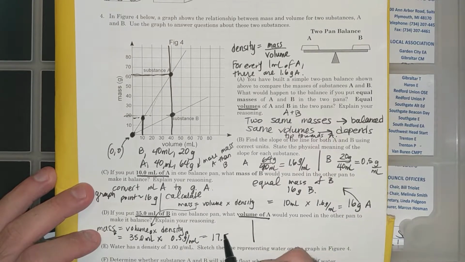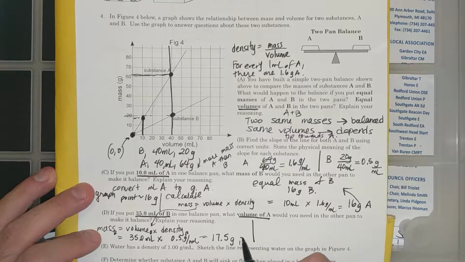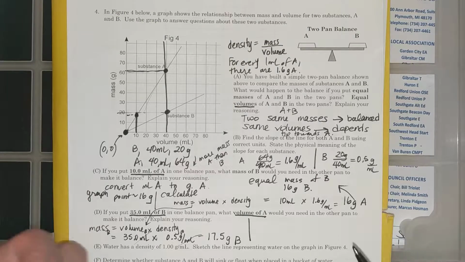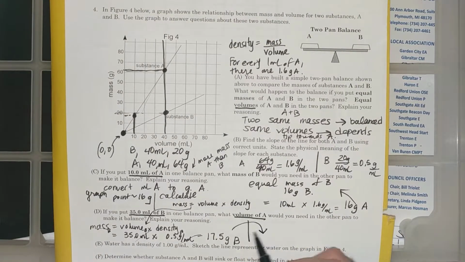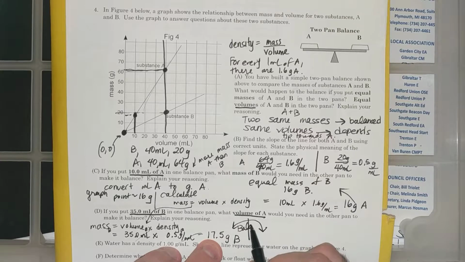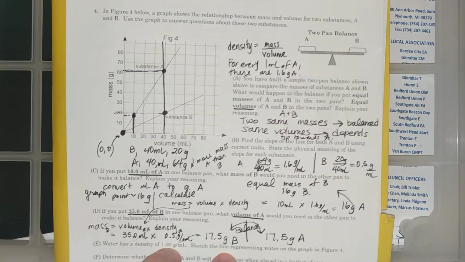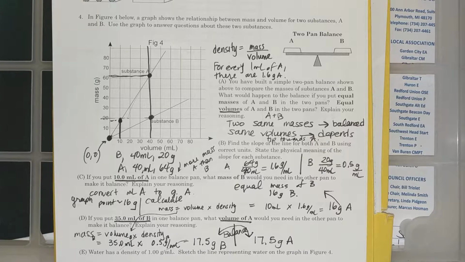35 times 0.5 is 17.5 grams of B, right? Milliliters cancels out, and I'm left with grams. Now, in order for this to be balanced, I must have the same mass of A. So I need 17.5 grams of A in order for that to be balanced. But does the question ask me for the mass of A? It doesn't. It wants the volume of A.